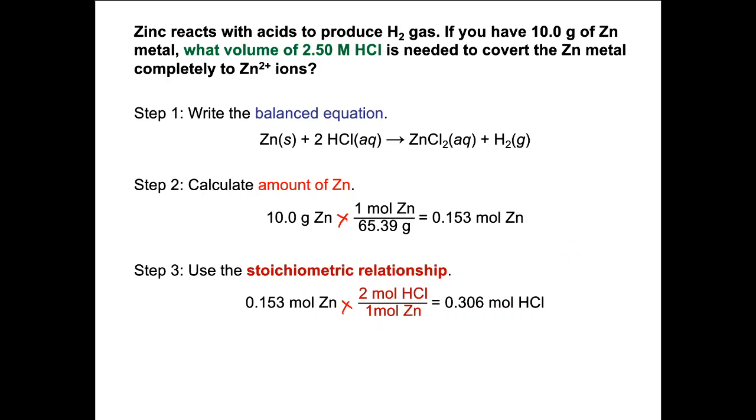Okay, but what is our question ultimately asking us? It says we have 10 grams of zinc. What volume of HCl is needed to convert zinc completely to zinc ions? So we know the concentration of our solution. We want to know what volume of that solution we need. Okay, so now we know how many moles of HCl we need. Okay, but we need to know what volume of a 2.5 molar solution that is.